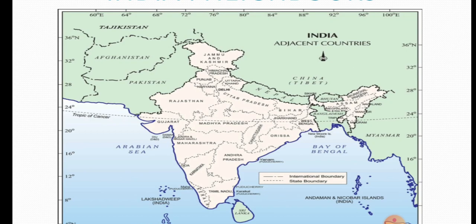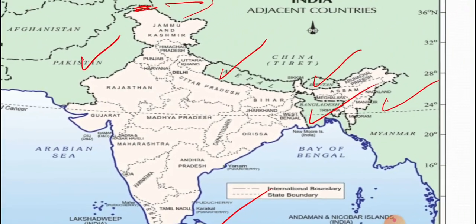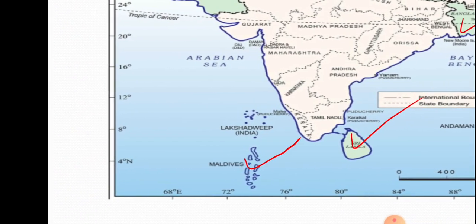Now neighbors of India, you can see Pakistan, our lovely neighbor. Then comes a short area connecting to Afghanistan, you can see over here. Then comes China, Nepal, Bhutan, Myanmar, Bangladesh, and in south Sri Lanka. And there is one small group of islands, Maldives. They are also our neighbors over here, you can see them.